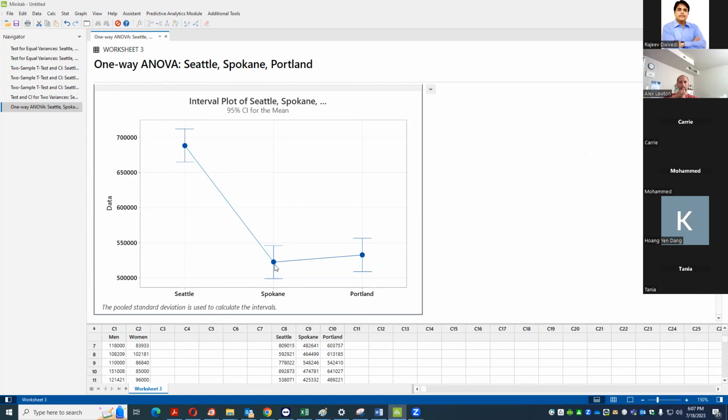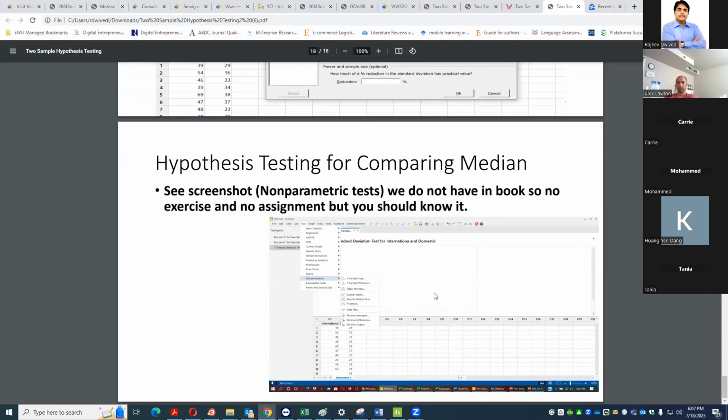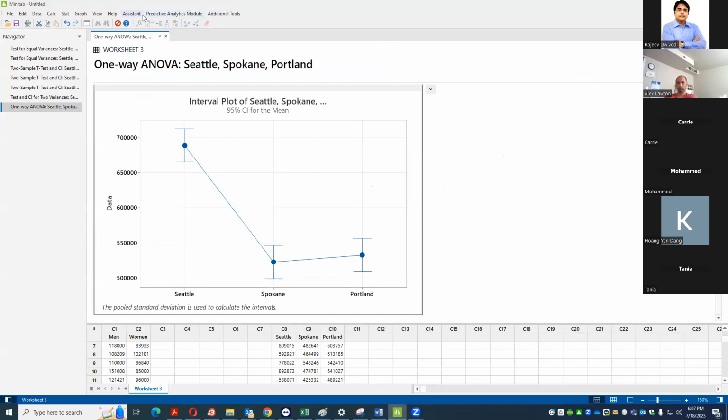So if you want to compare more than 2 samples, you can use one way ANOVA, which is the next chapter. We don't have it in this module, but if you want to do it, you can have one more option under this. Here you go, under Assistant.